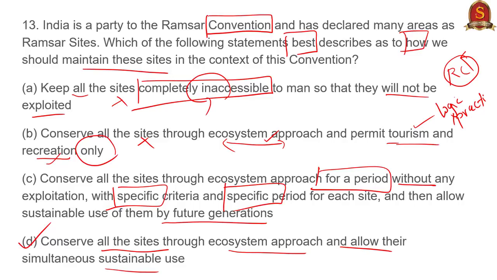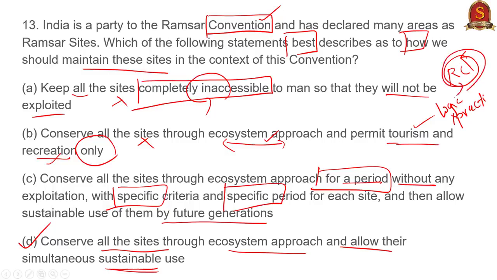You look at statement C. It is a very specific restriction. They say that for a period with a specific criteria, specific period for each site and access for future generations. But when you compare all the 4 statements with option 4 itself, conserve all the sites through ecosystem approach and allow their sustainable use, this is the most logical conservation method which any convention will prescribe.